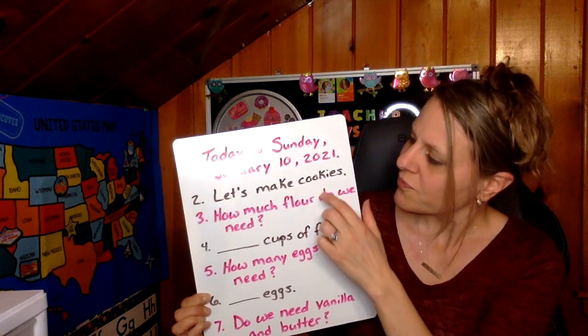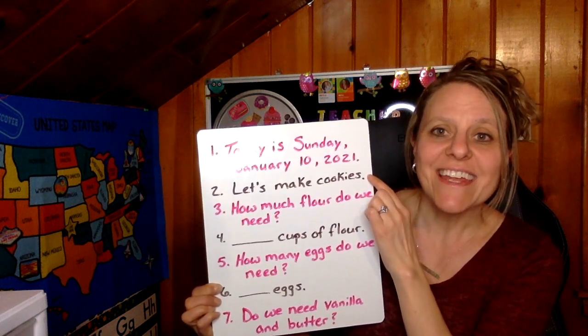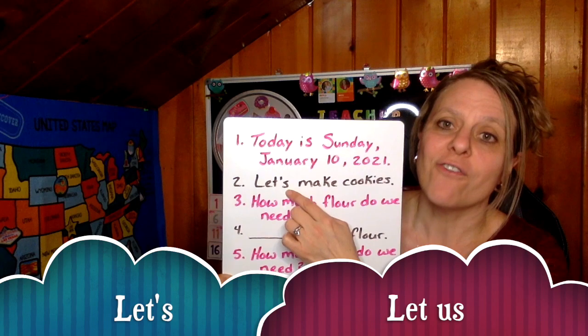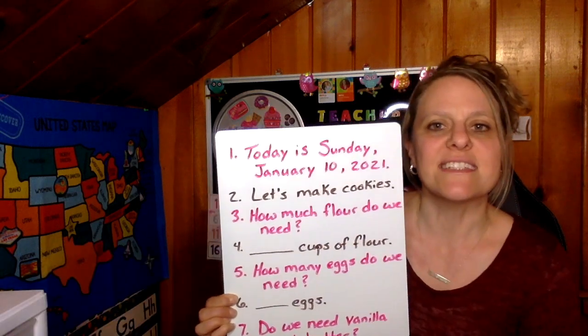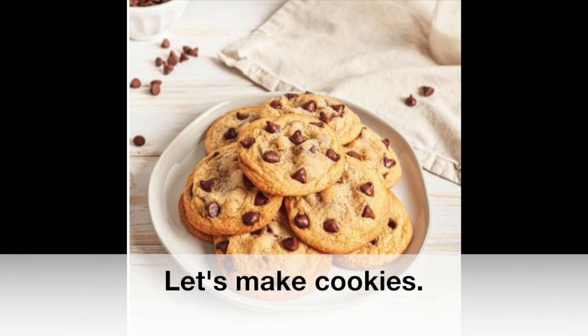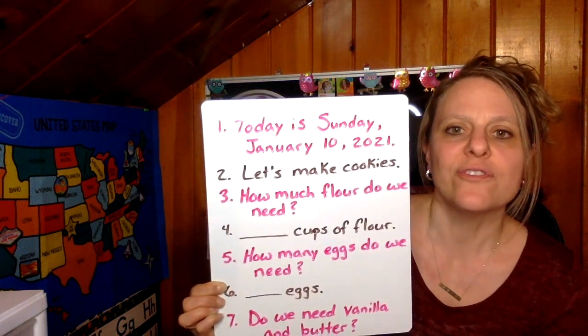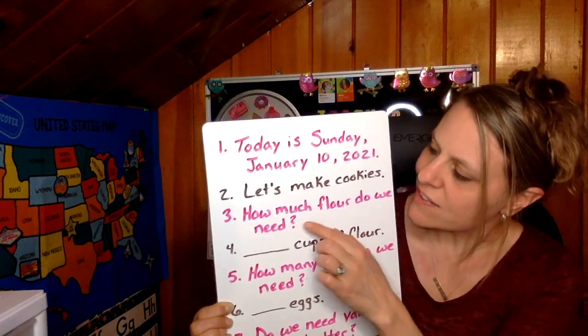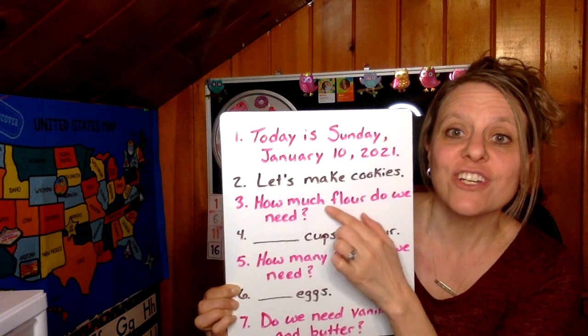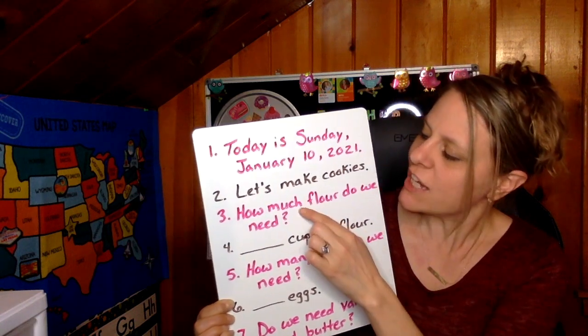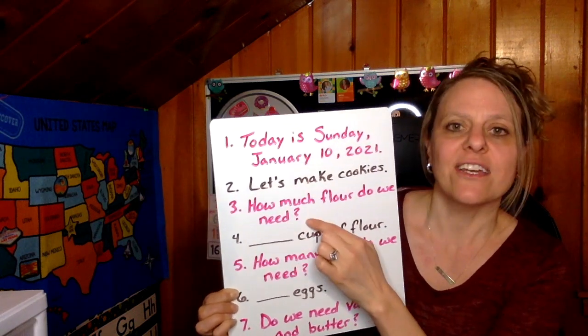For number 2, you said, let's make cookies. Let's is a contraction for let us. Let's make cookies. Number 3, how much flour do we need? It is a question. We use how much flour. If you can't count it, then you use much. How much flour do we need? Question mark.